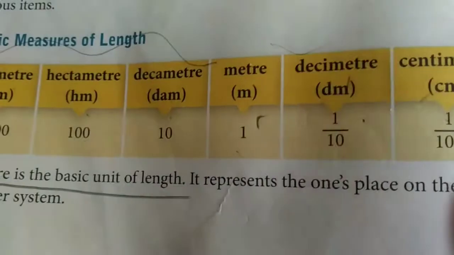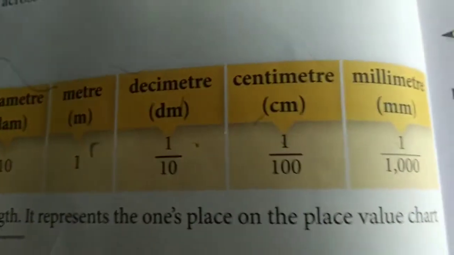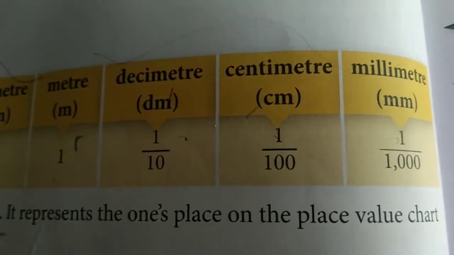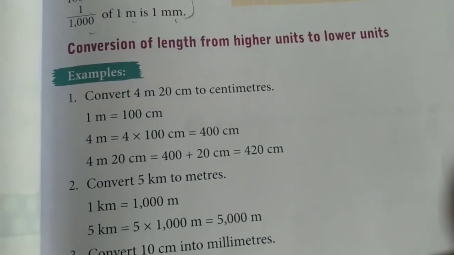What are the larger units of length? Kilometer, hectometer, decameter are the larger units. Smaller units are deci, centi and milli. Okay, decimeter, centimeter and millimeter. These are the smaller units. Now see the conversion of higher units to lower unit.